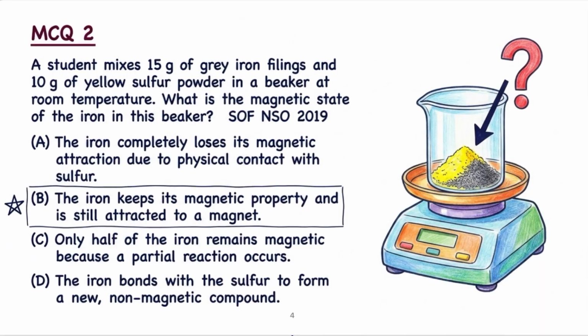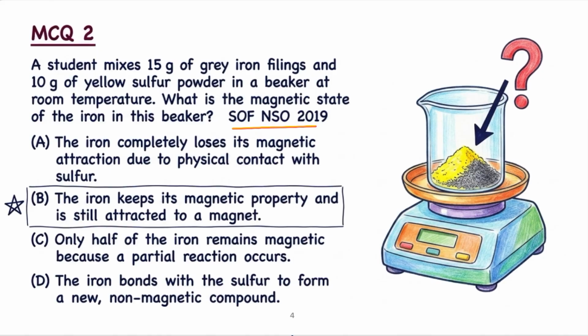Now question number 2. A student mixes 15 gram of grey iron filings and 10 gram of yellow sulfur powder in a beaker at room temperature. What is the magnetic state of the iron in this beaker? We need to identify the magnetic state of the iron in this beaker. Note that this is an Olympiad question of SOF and NSO.